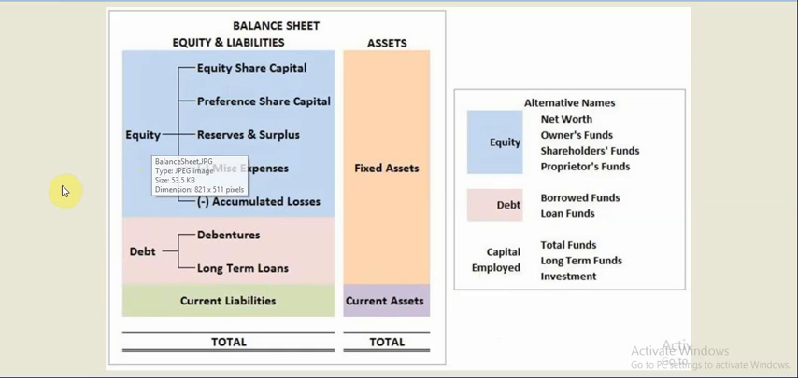A company might have sources of funds from equity. It must have received funds from owners in the name of equity, and it must have received funds from outsiders in the name of debt. So capital employed will be equal to equity plus debt. How do we calculate capital employed? Capital employed is equal to equity plus debt, because equity and debt represent the sources of funds for a company. Capital employed can also be called by other names: total funds, long-term funds, and also investment.